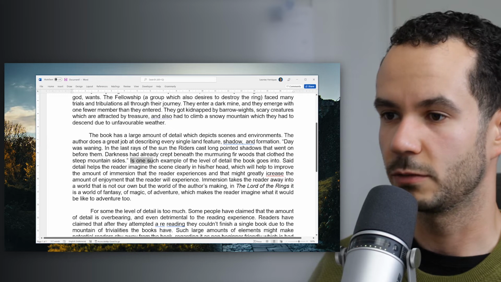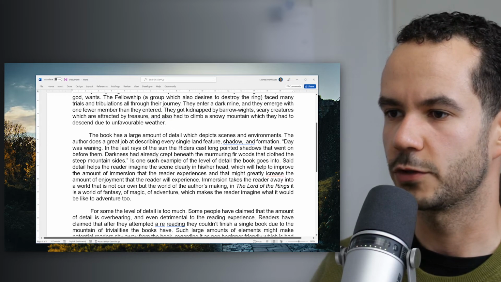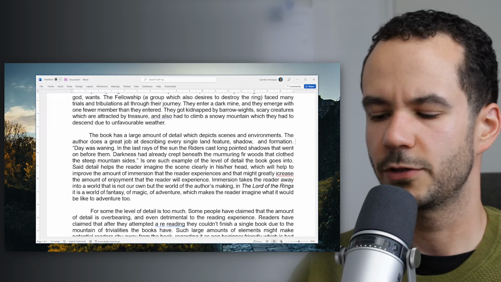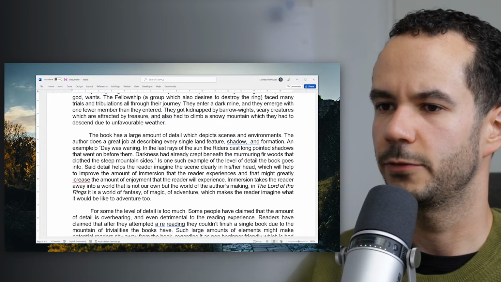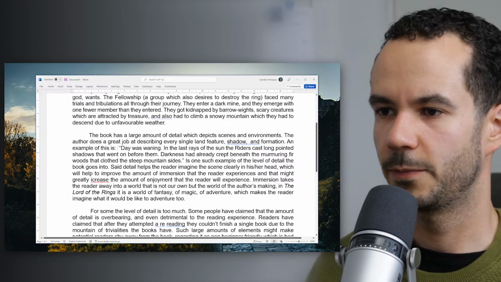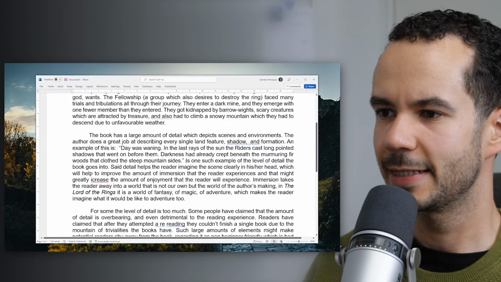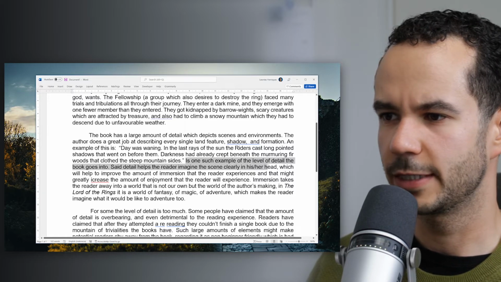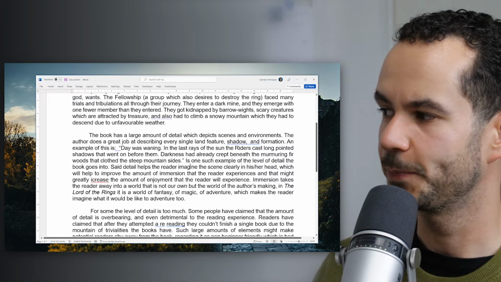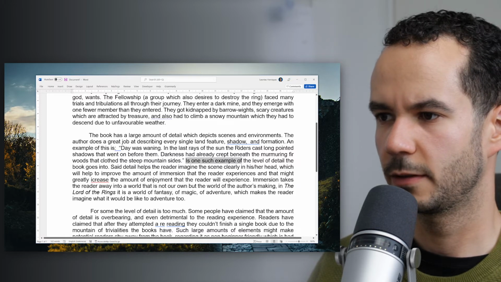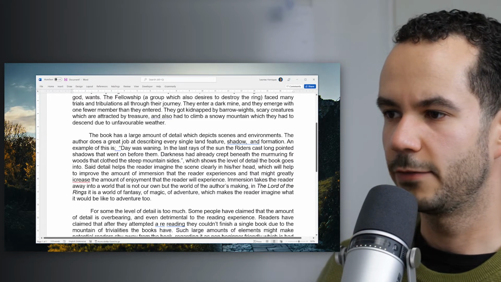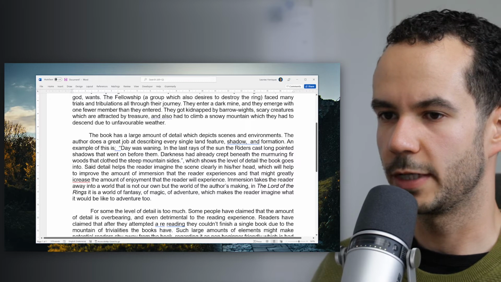Then this person gives a quote from the book, which is probably going to be the example, and we see that based on this part here: "is one of such examples of level of detail the book goes into." And I'm going to change this and say "an example of this is," and then we have this quote, and then we can change this sentence here into something like "which shows the level of detail the book goes into."